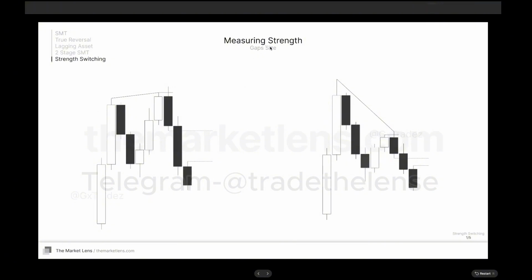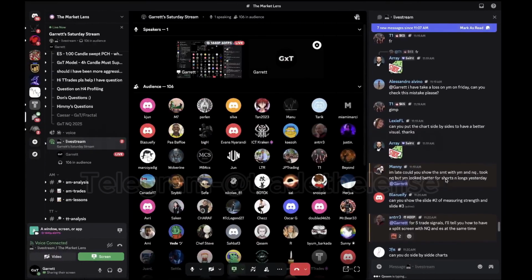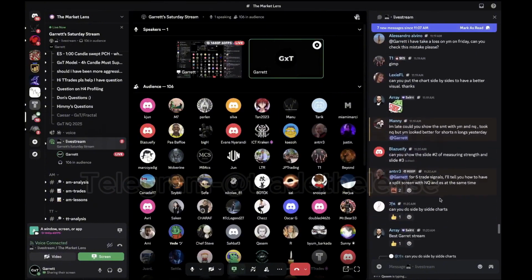Right here. So immediately following the SMT, we're going to displace more aggressively, right? When originally it was stronger, now it's weaker. It's measured via gap size, and another way we can measure it is with this asset filling in a whole gap while this asset doesn't. There are many different forms of strength switching.